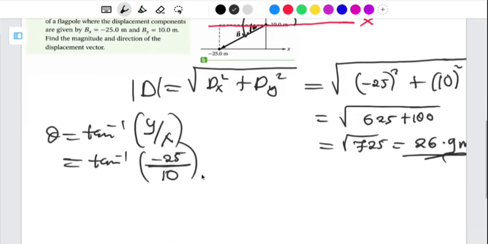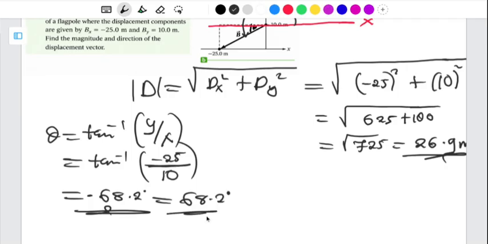So this is going to give me negative 68.2 degrees. Now this negative 68.2 degrees doesn't mean the angle is negative. That negative is indicating that the angle there is not the actual angle. It's a reference angle. Actually, for the third quadrant it has to be positive, isn't it? So this one can also be written as 68.2 degrees, but this one is also not the actual angle.